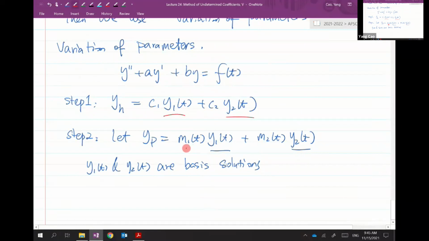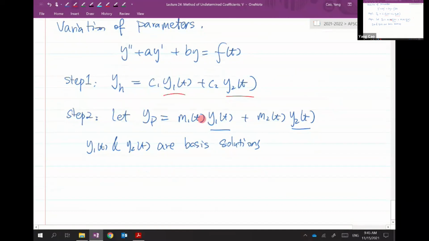So you're varying the coefficient of y1 and the coefficient of y2 in this expression, hoping that you can find an answer or solution for m1, m2 such that yp is actually a solution to this one here. So that's the logic going on here. Of course, the question is, does it exist? If it exists, then what is m1 and what is m2? Okay, so let's find it out.